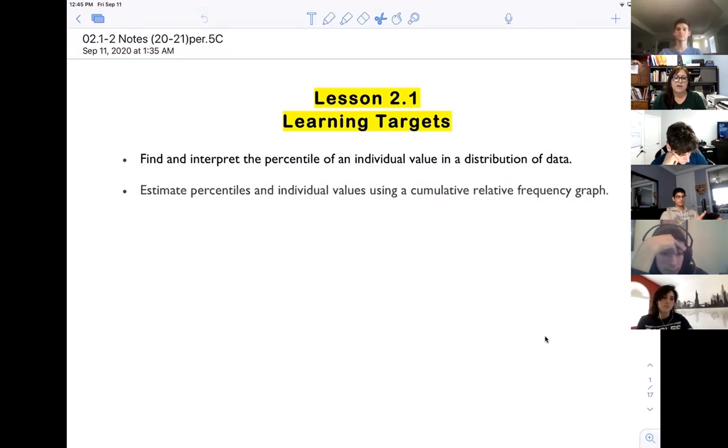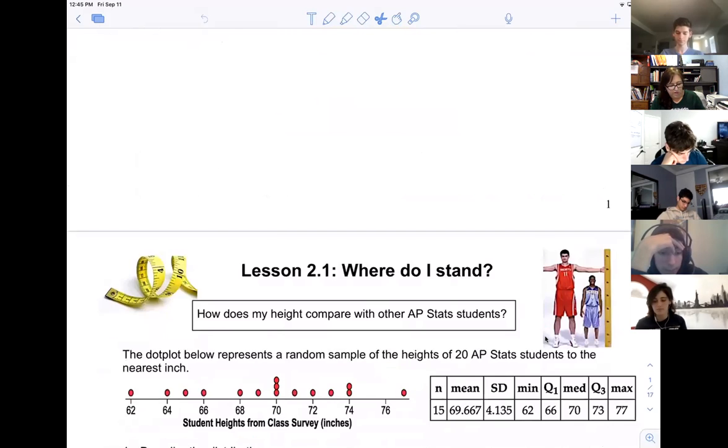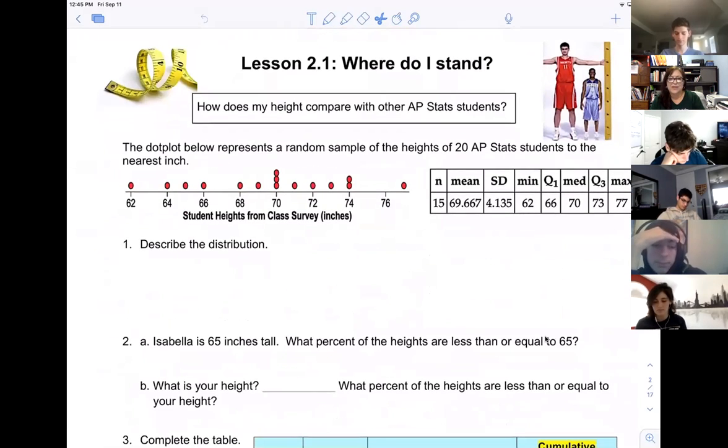And then we're going to have a second learning target: estimate percentiles and individual values using a cumulative relative frequency graph. It's got a long name, but we're going to get started, and you'll see what that long name actually means. So we're starting out with the continuation of our last set of notes from chapter 1.